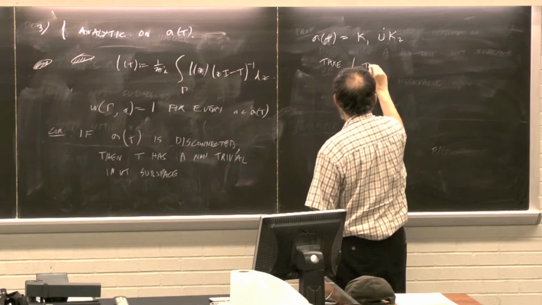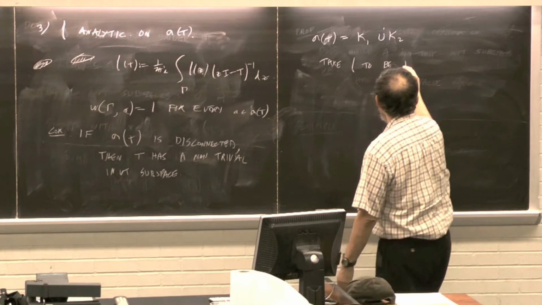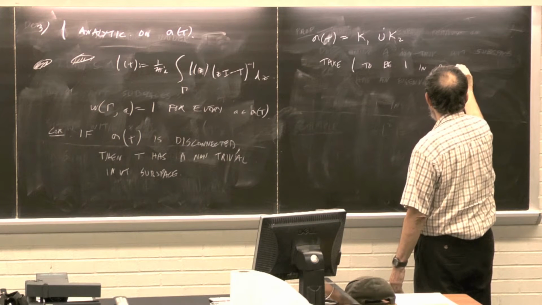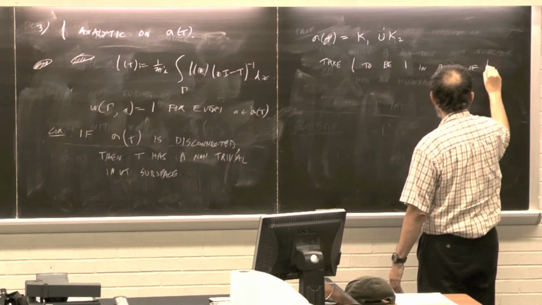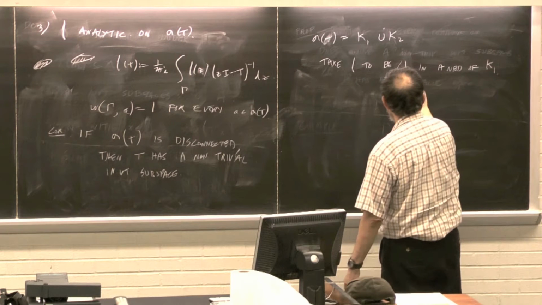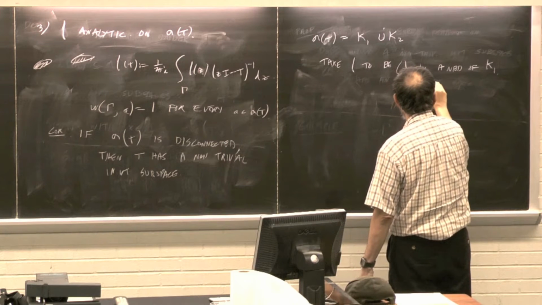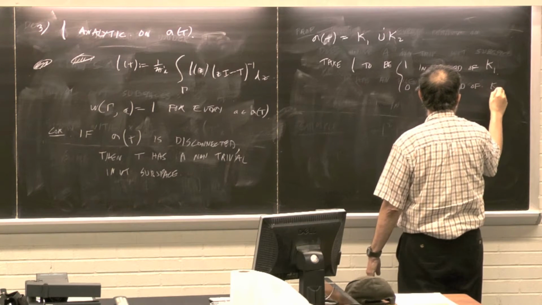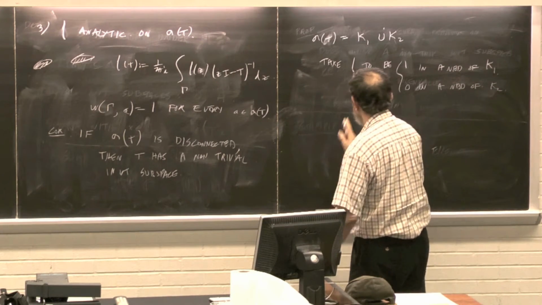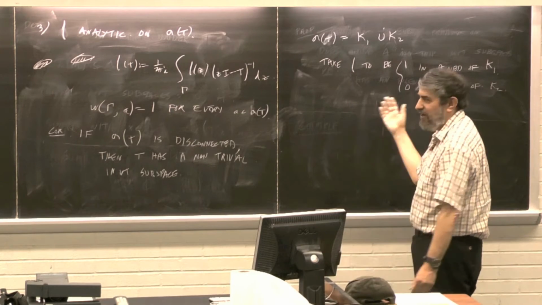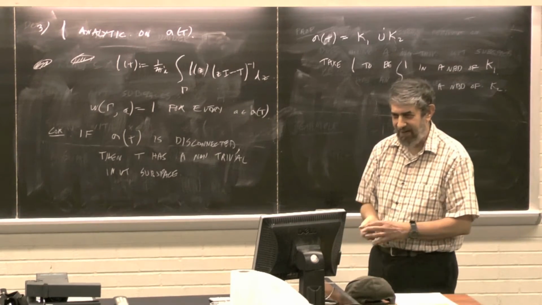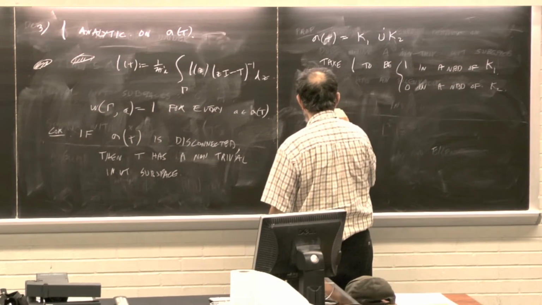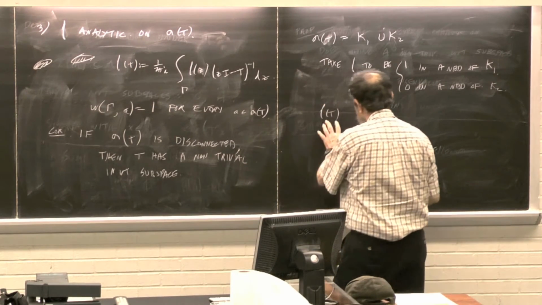And we just take F to be 1 in a neighborhood of K1, and let's say 0 in a neighborhood of K2. Then F squared is equal to F in that neighborhood, right? So we conclude that F of T squared is equal to F of T.